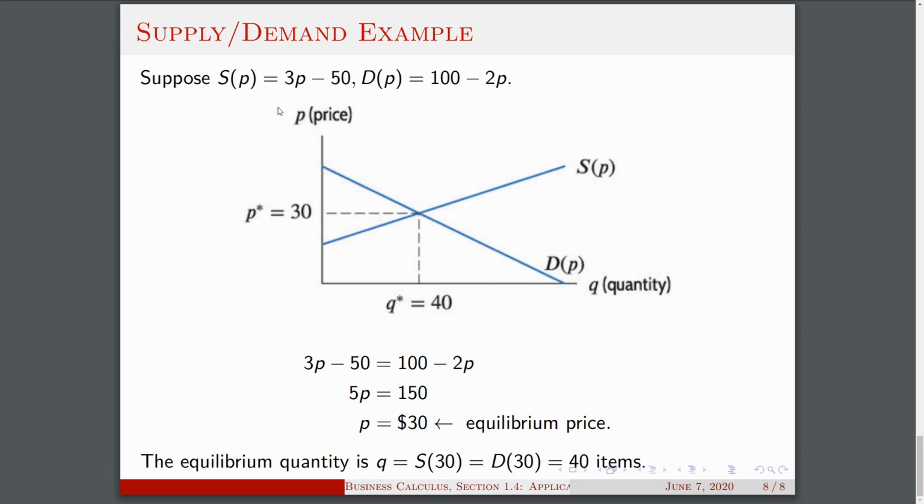It doesn't matter which of these functions you plug the 30 into, because they're the same at the equilibrium price. That's how we've defined the equilibrium point. Supply equals demand at that point. So it doesn't matter which function you plug the price into, you'll get the same thing.